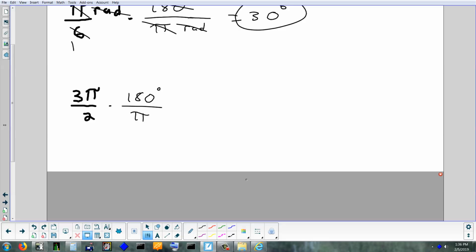Okay. Radians, it's invisible. It's next to pi. Radians is gone. So RAD just canceled. What else cancels there? Pi. Yep, pi is gone. And we can also reduce 2 into 180, 90 times. So 3 pi over 2 radians comes out to how many degrees? 270.